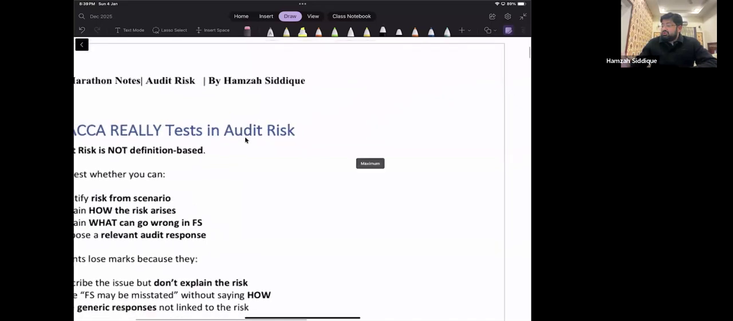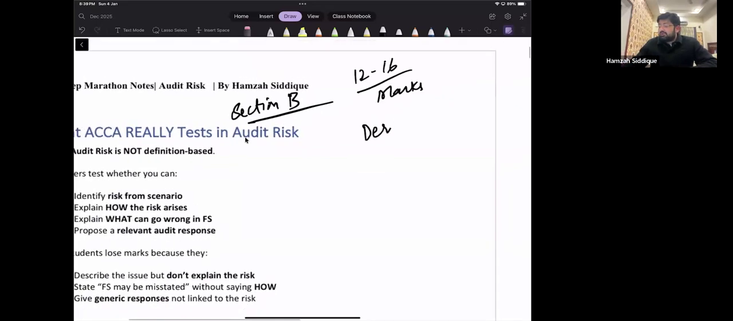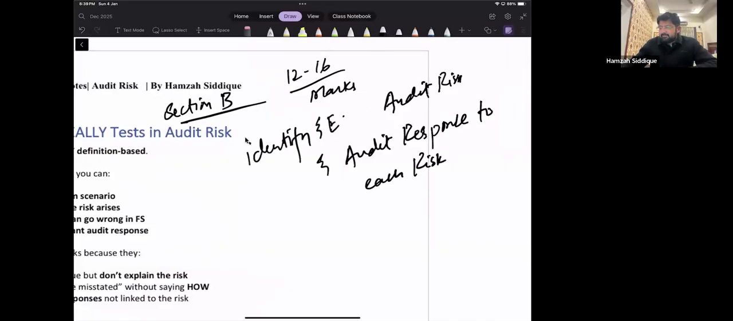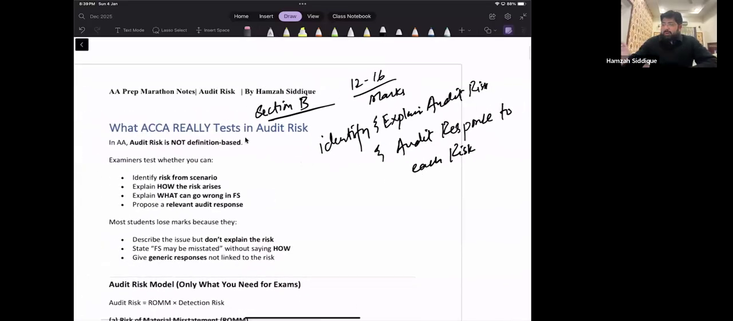So they ask you to describe audit risks in the scenario being faced by the company and the audit response to each risk. Identify and explain. So two parts are there.